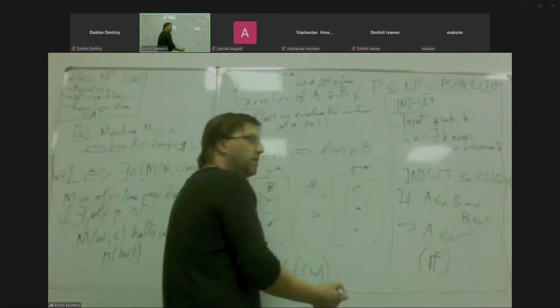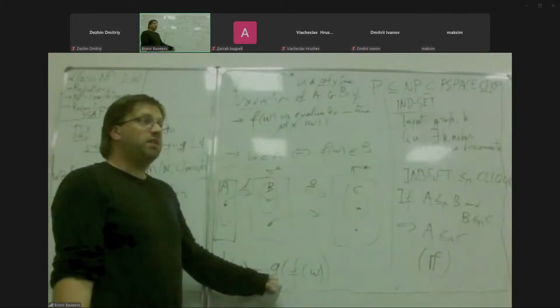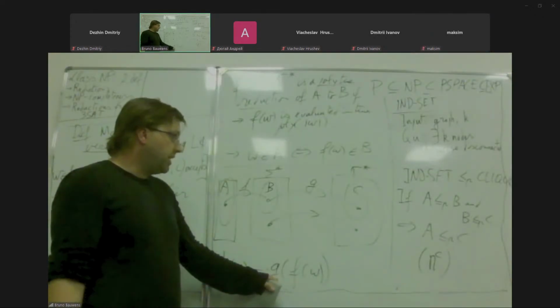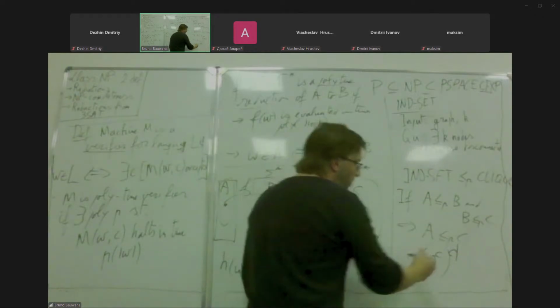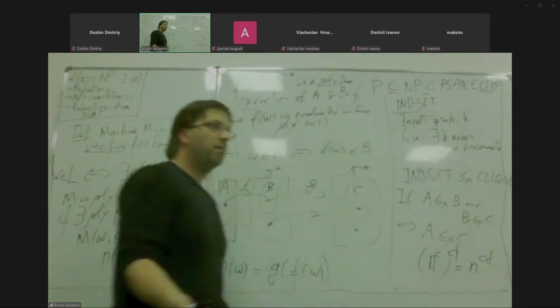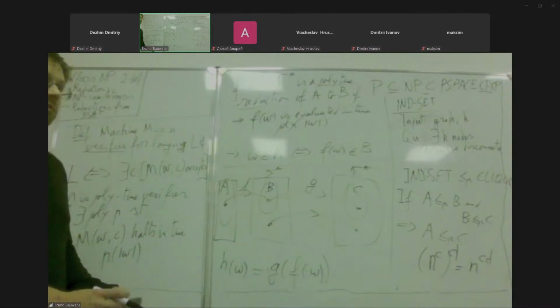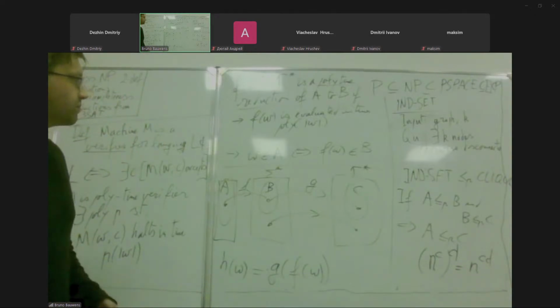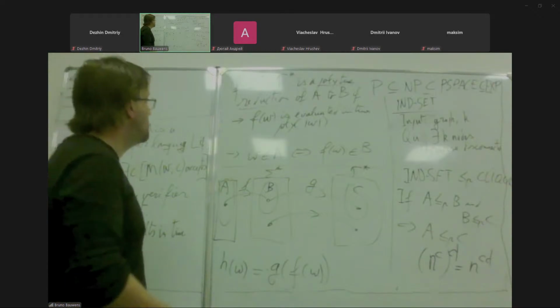So G is a machine that runs in input size to the power d. Then the runtime of H is n to the power c times d, which is still polynomial since c and d are constant. Okay. So now the second property.